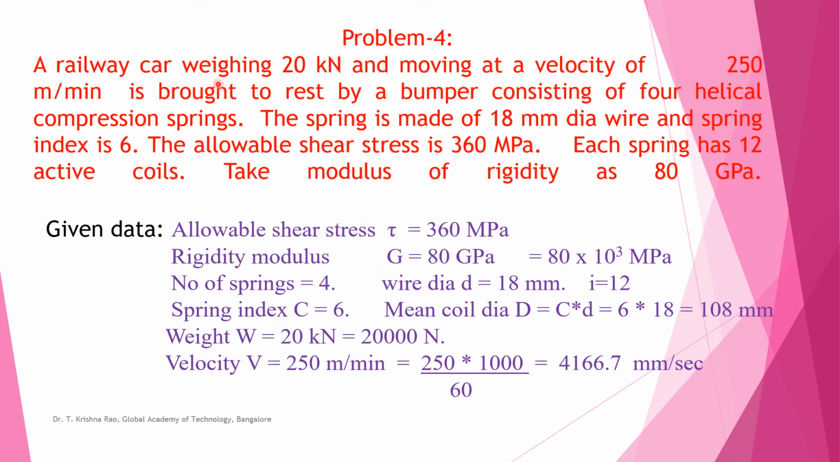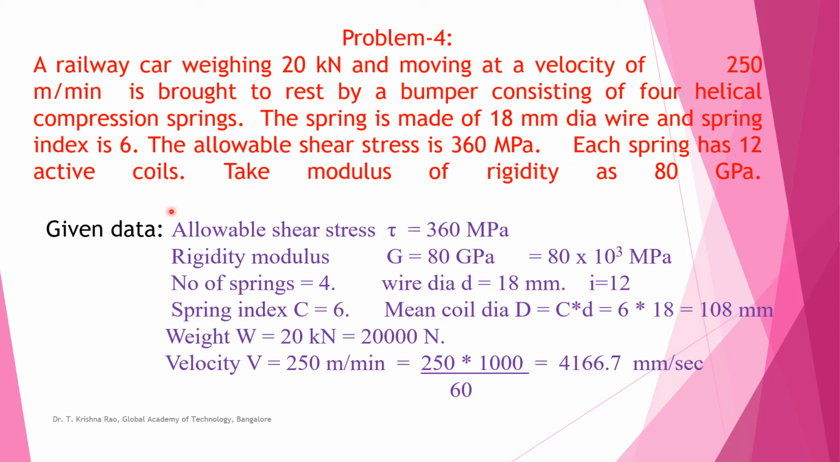One more railway wagon here. In this problem, he has given allowable shear stress. A car weighing 20 kilonewtons, moving at a velocity of 250 meters per minute, not kmph here, is brought to rest by a bumper consisting of 4 springs. Then the spring is made of 18 mm diameter wire, spring index is 6 here. Instead of deflection, he has given the diameter of wire and spring index. Allowable shear stress is given.